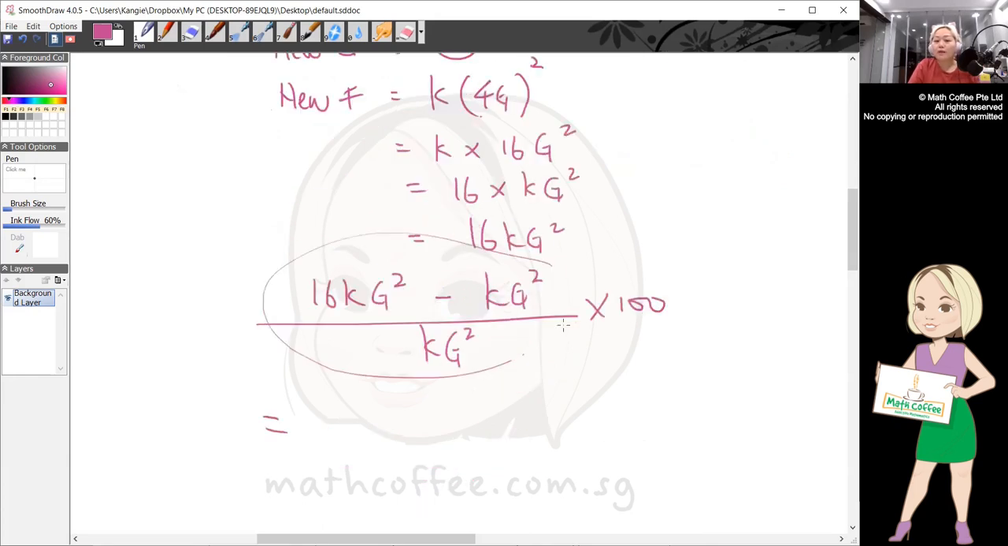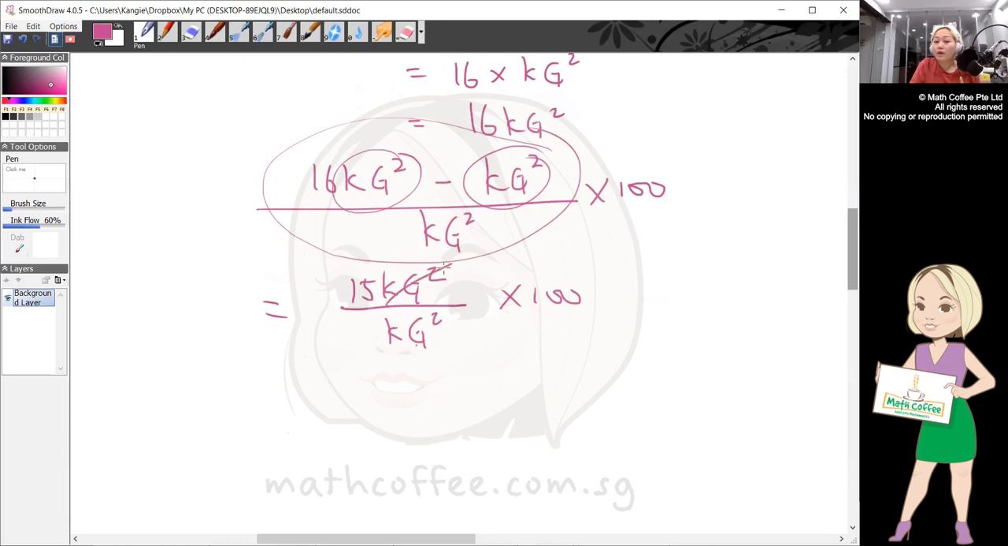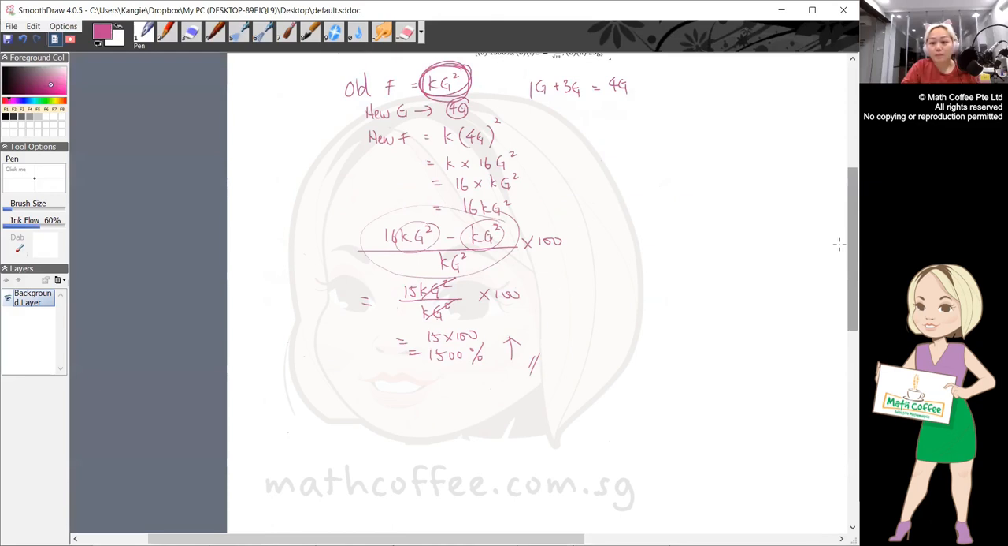So now the question is, how am I going to manipulate this? This kg squared and kg squared are like terms. So 16 minus 1 is 15. And you will get 15 kg squared over kg squared, multiplied by 100. Then kg squared and kg squared can cancel. So in the end, you get 15 times 100. So it will be 1500% increase. So this is the answer for this part A.